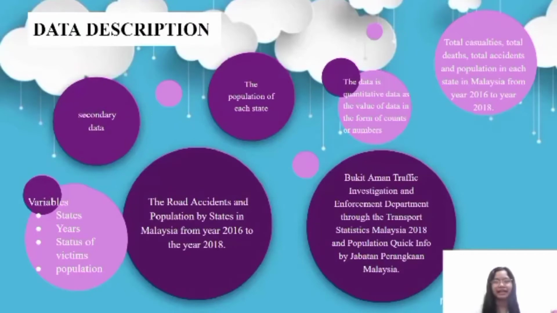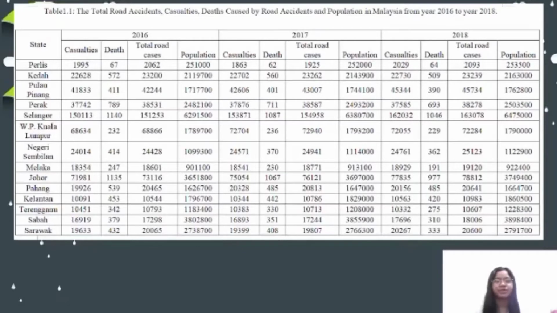The data is secondary data, and the variables are states, years, status of victims, and populations. The data is quantitative data, as the values are in the form of counts or numbers. And for category, they are casualties, death, total cases, and population. The data then is divided into each state.